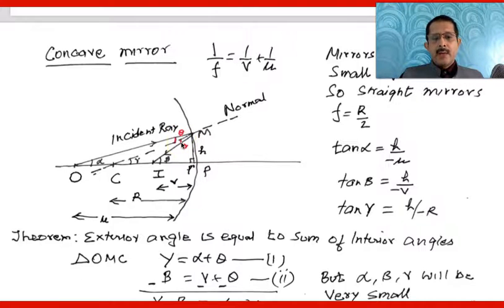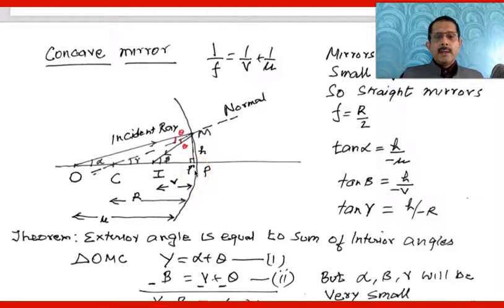Okay. Now, the center is at a distance of r from the pole. And this is the object. So the distance from object to the pole is u. Okay. Now image is formed here. So the distance of the image from the pole is v.